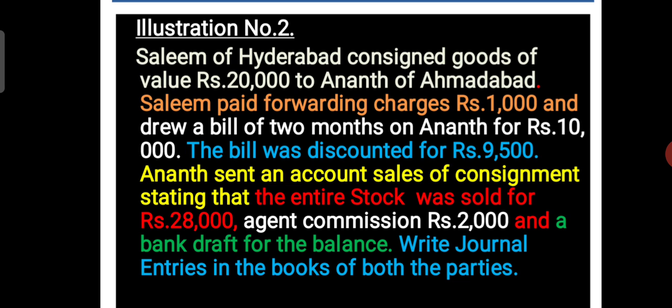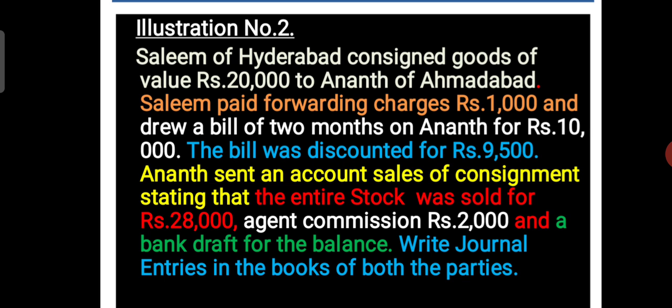And the last point is very important. What are we asked here? We are asked to write journal entries in the books of both the parties. Here both the parties means the books of consignor as well as the books of consignee. We have to write the journal entries in the books of both the parties. Right. This is the problem.